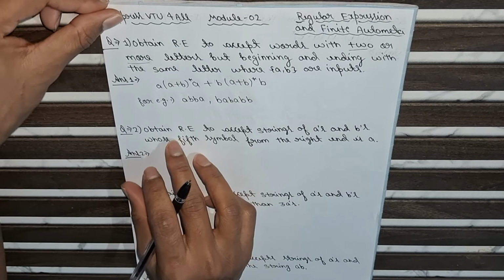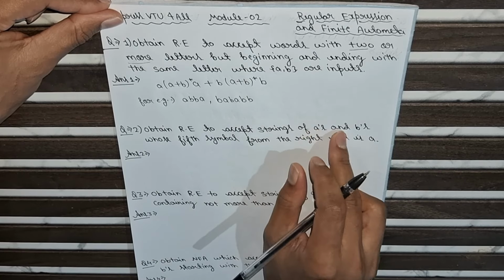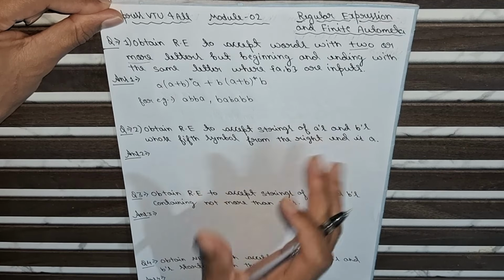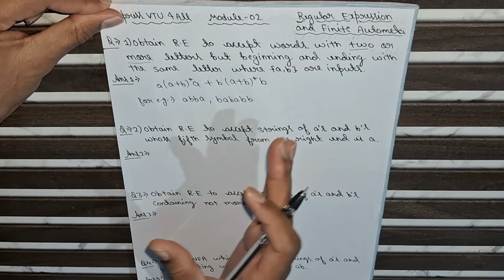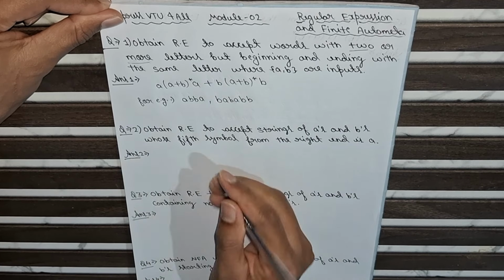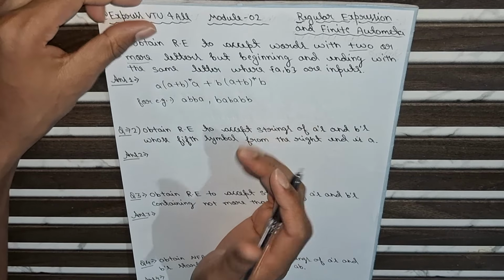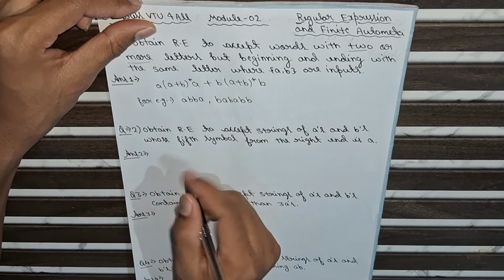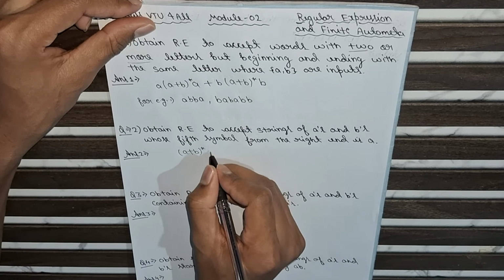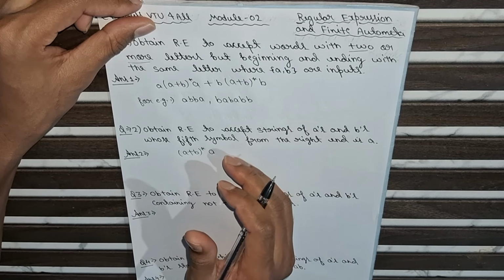Now we will move to the second question: obtain a regular expression to accept strings of a's and b's whose fifth symbol from the right end is a. Here the condition is that the string has a from the right side at the fifth position. On the left side it can be anything, any combination of a's and b's. So for that we will write (a+b)*, and after that a. Now from the right side it should be at the fifth position.